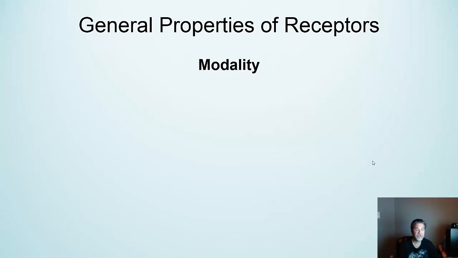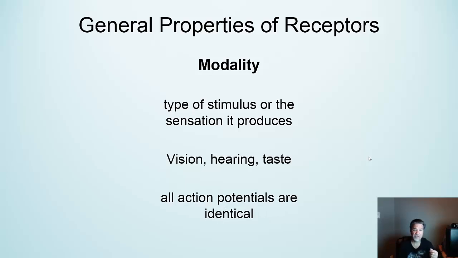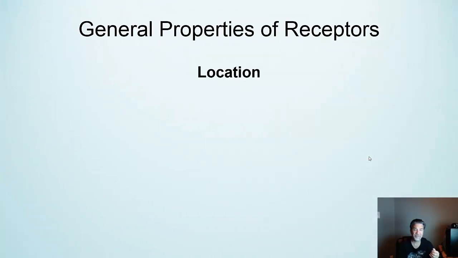And so when we talk about modality, we mean what is the stimulus? What type is it? So the brain is already coded to respond to specific stimuli in preference to other stimuli. Okay, so things like vision, hearing, and taste are going to be responded to fairly quickly. And remember, all action potentials are identical. Can't help but get away with that.